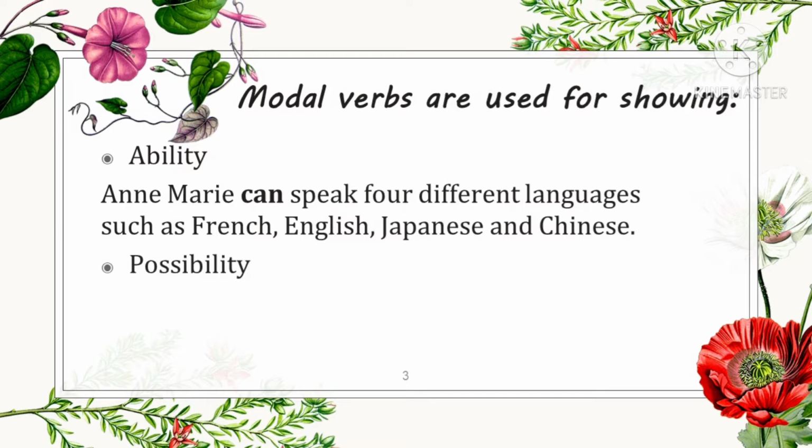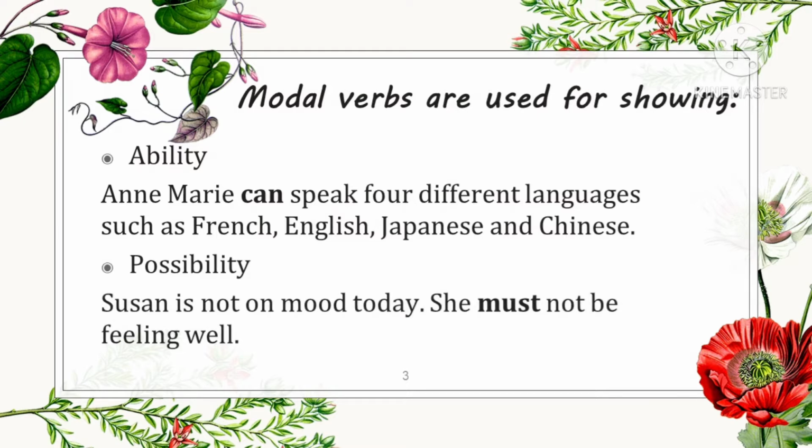Next, possibility. Susan is not in the mood today. She must not be feeling well. The modal verb used is must. This shows how possible it is that Susan is not in the mood today, and that is probably because she is not feeling well.